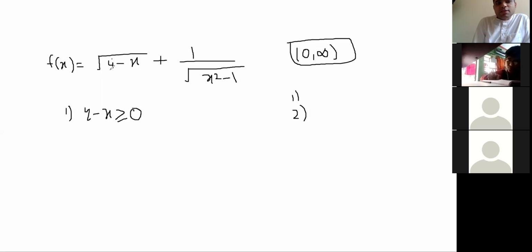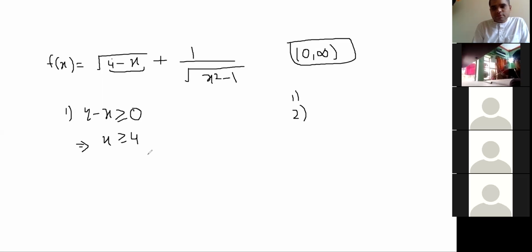4 minus x should be greater than or equal to 0 because it is under a root. So this expression should be a non-negative number. So from here you will get that x should be less than or equal to 4. Is it clear?